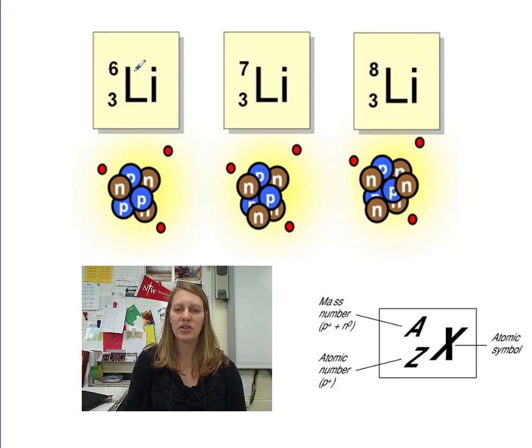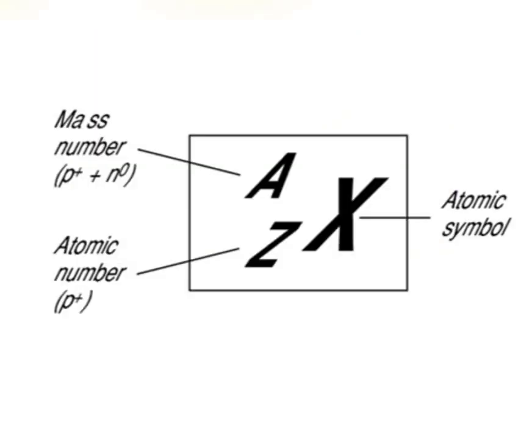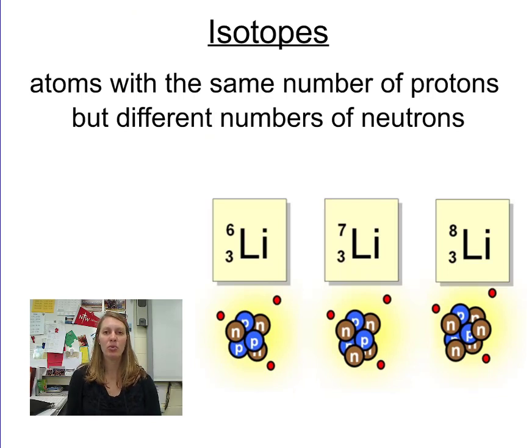Now just a reminder, as you can see on the bottom of the screen here, is that you have an element and you have its symbol, and then the mass number is the number of protons plus the number of neutrons, and then the atomic number is just the number of protons. So if we want to figure out the number of neutrons, we can subtract the atomic number from the mass number, or the atomic mass. So as we look at our example with these 3 lithium isotopes, we can define isotopes as being atoms with the same number of protons but different numbers of neutrons.